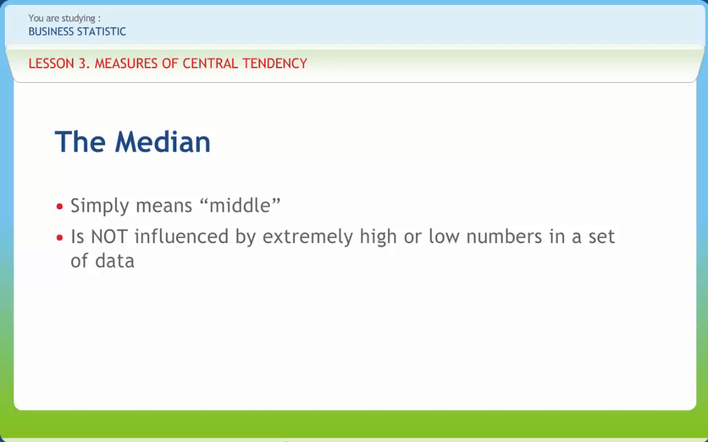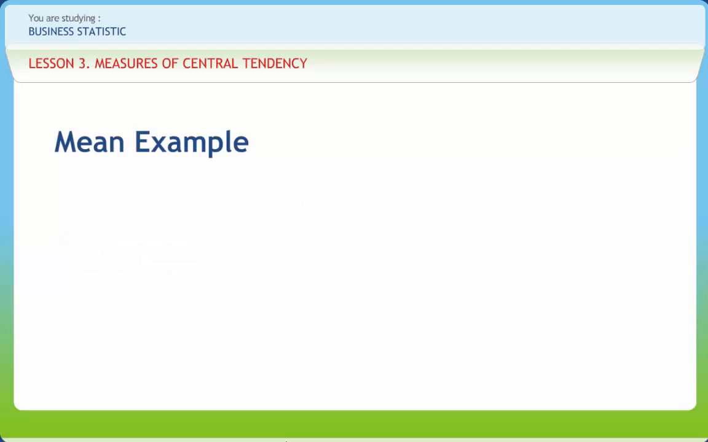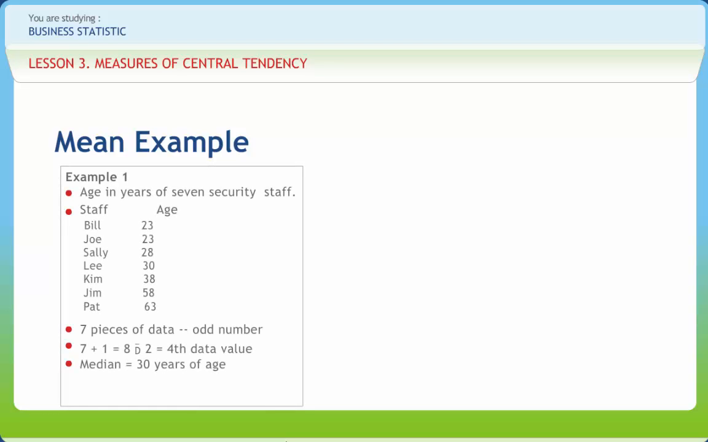Median equals the (n plus 1) divided by 2 th data value. In this slide, 2 examples are given. The first example has 7 pieces of data, which is an odd number. Then 7 plus 1 equals 8, divided by 2 equals the fourth data value. Fourth data value is 30. Therefore, median equals 30 years of age.